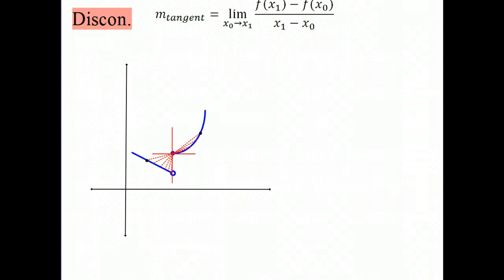And we can look at the third option here, a discontinuous point, and use the same reasoning. Here's a point of discontinuity in our function, and as we approach from this point on the left, we get a vertical tangent. As we approach from this point on the right, we get a horizontal tangent. Obviously, those don't work, so this limit does not exist.